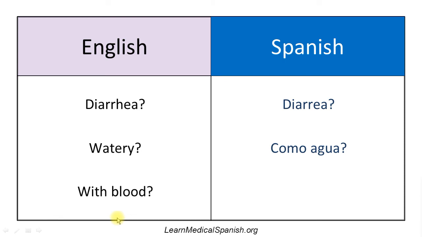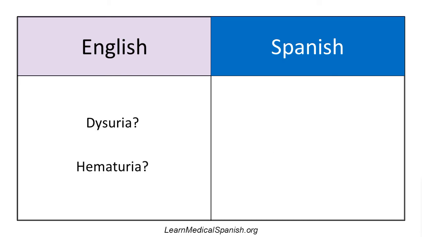Next, with blood, as in, is the diarrhea with blood or does it have blood? Con sangre. Dysuria, and this is going to mean like burning when you urinate. That's the translation. Ardor cuando orina.